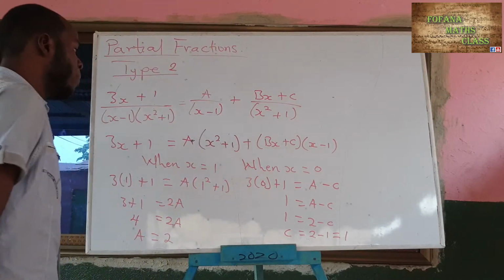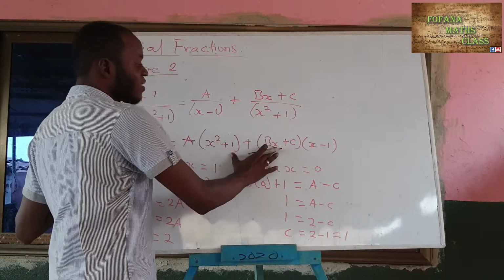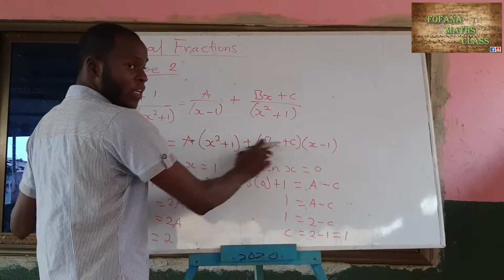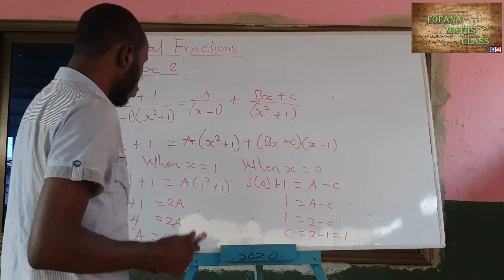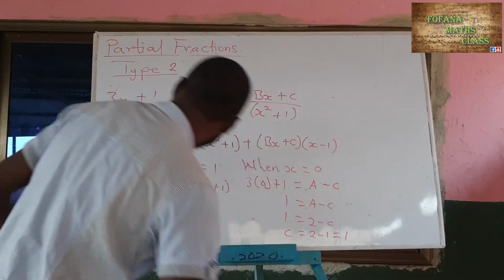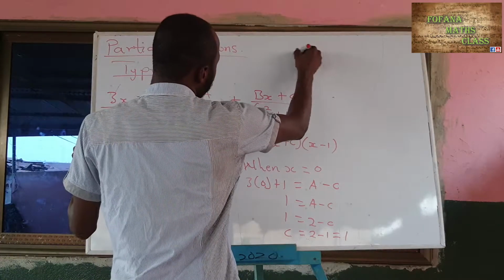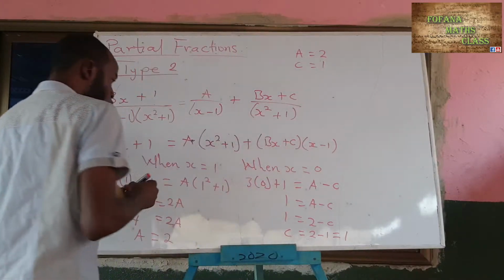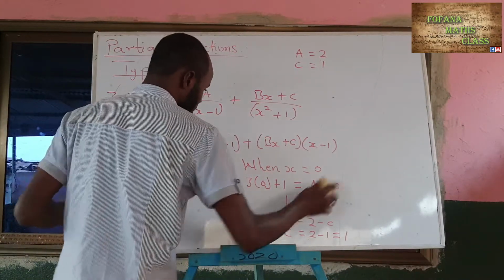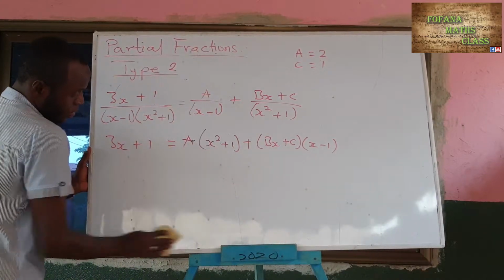Now with the B, before we can find B, we can set x to any number which will turn A and then C to 0. So what we'll do is we will expand the brackets. So I will clean here, and now we will take note that we have A to be equal to 2, and we have C to be equal to 1. Now we will expand the bracket, and then you see how we can solve for B.